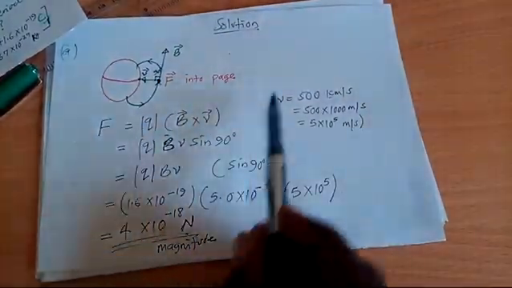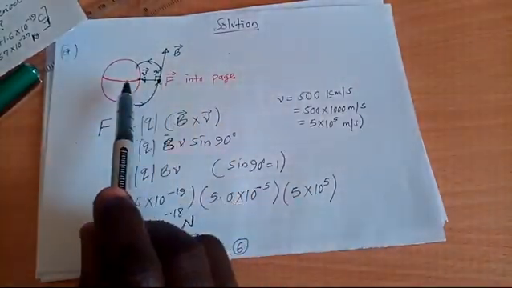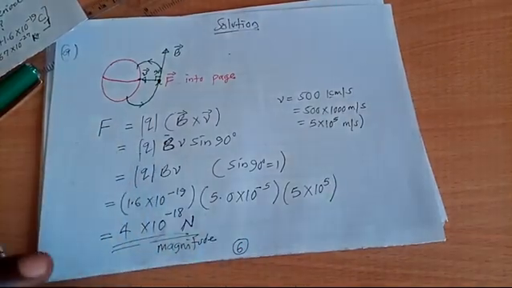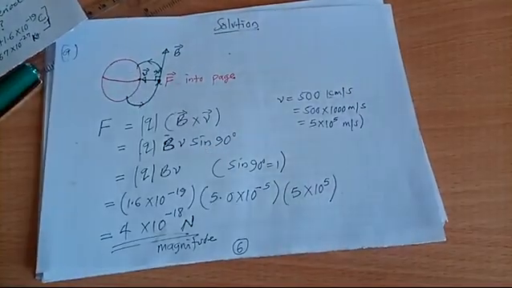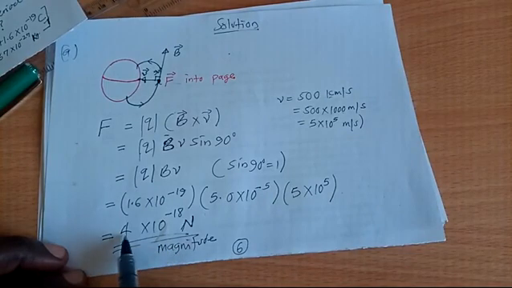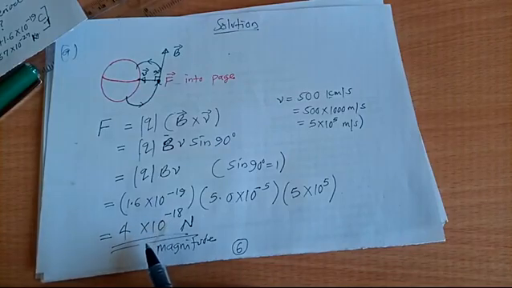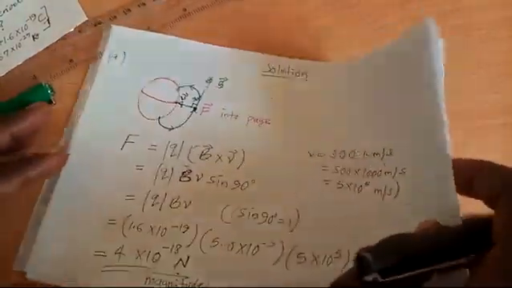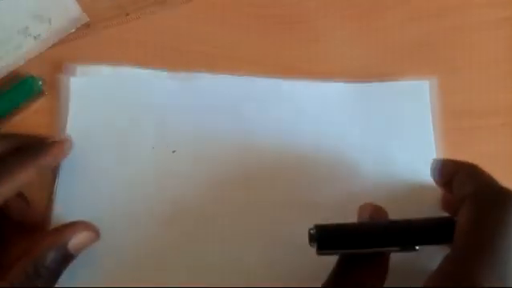We mean that as it approaches the earth with this speed, 500 km per second, it experiences a force that is into page, and the magnitude of the force is 4 times 10 to the power of negative 18 Newton, which is an extremely small force, of course. So with this, we have solved problem A. Let us go to B and find out what we are supposed to do.